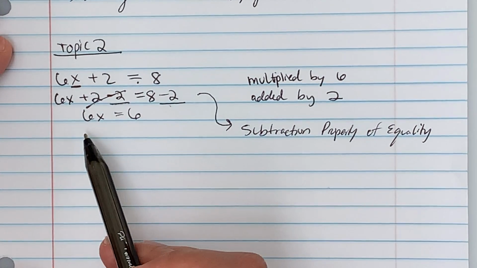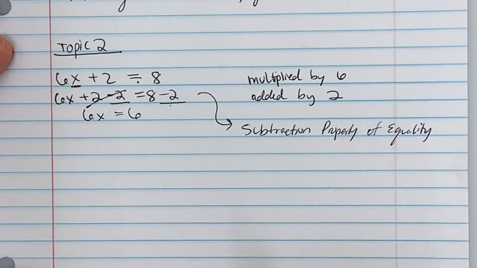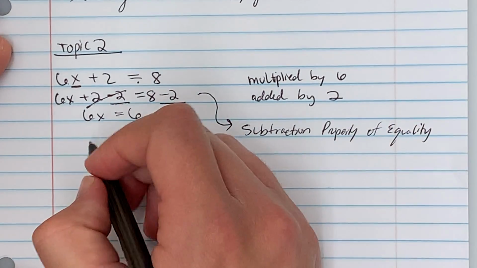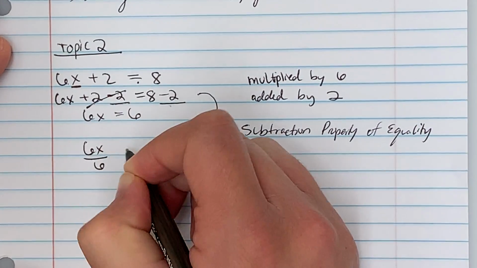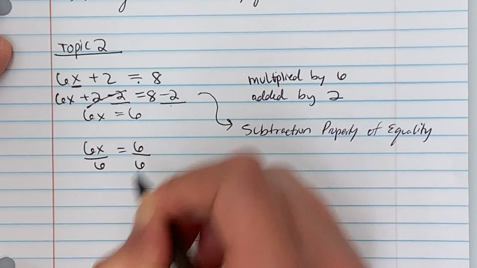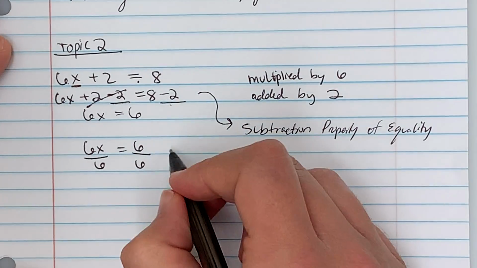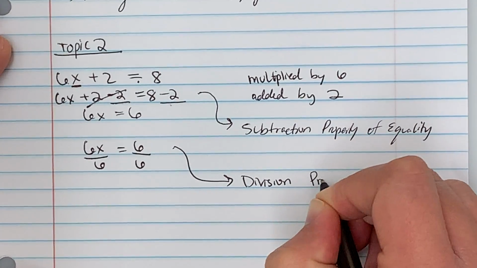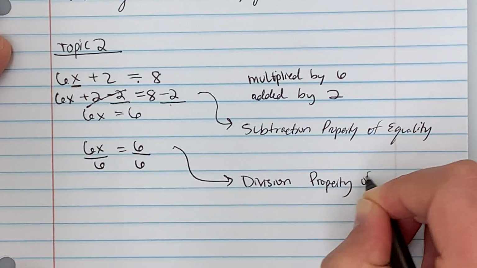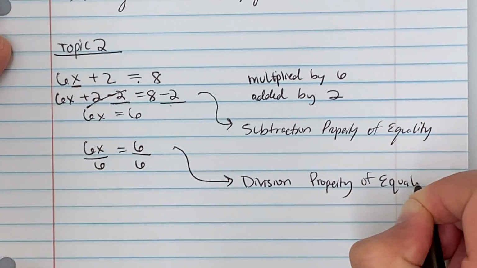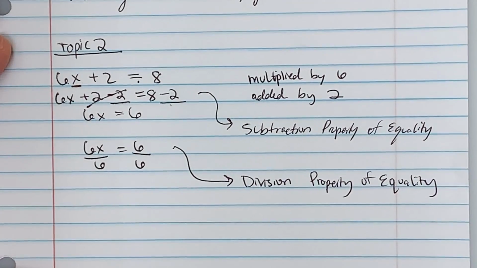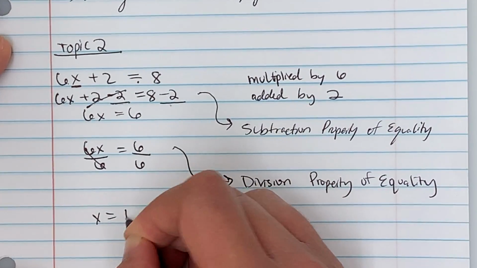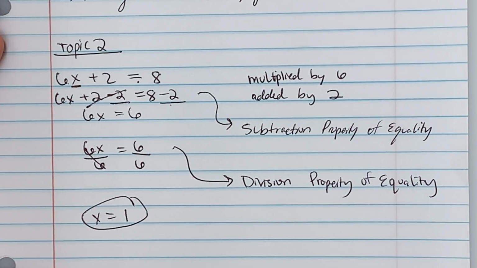All right, well, 6x equals 6. We have to identify, well, we said that they're going to be multiplied. And the opposite of multiply is the division, right? So we're going to take our 6x and we're going to divide it by 6. And whatever we do to one side, we have to do to the other. So that's our division property of equality. And then, of course, we would do that. Our 6's cancel out. X equals 6 divided by 6 is 1. And there is our answer.